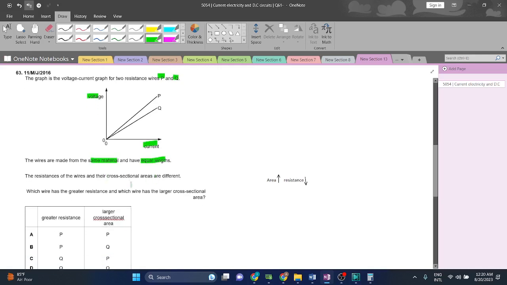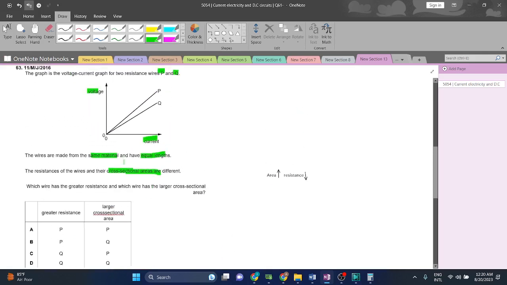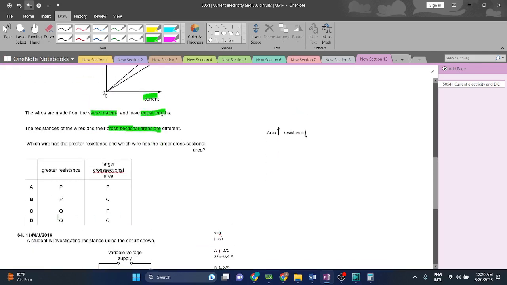The resistances of the wires and the cross-sectional areas are different. Which wire has the greater resistance and which wire has the larger cross-sectional area? As I just told you, the graph with the steeper line will have the greater resistance. P is steeper, therefore P will have the greater resistance.